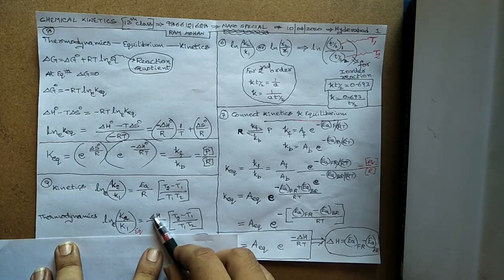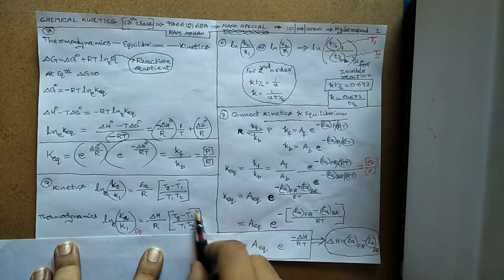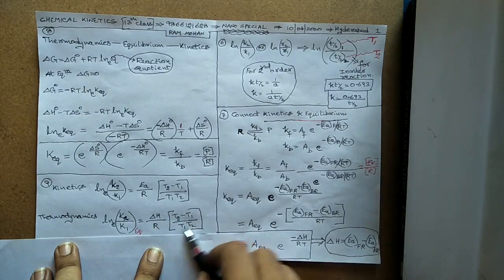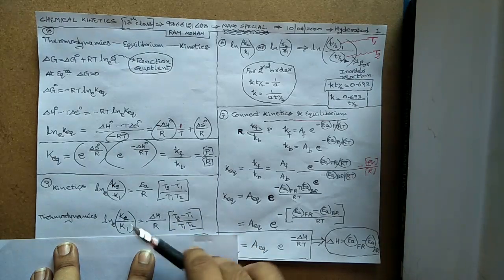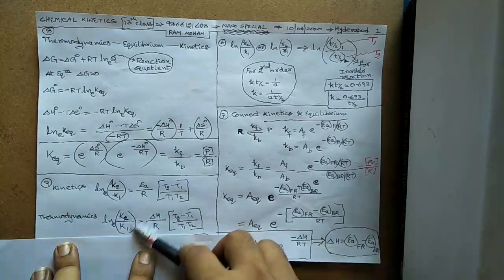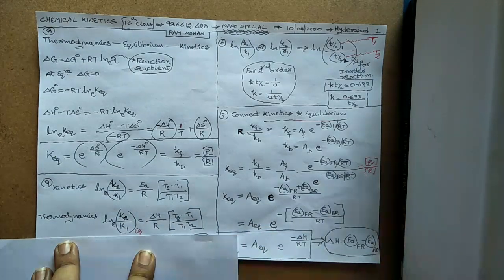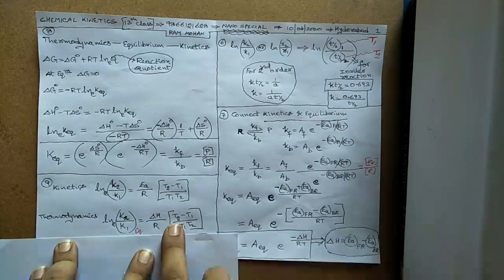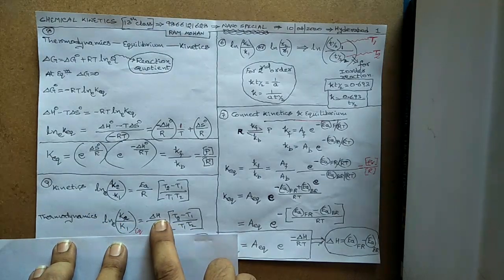But if delta H is negative, I'll repeat, if delta H is positive, if temperature is increasing from T1 to T2, the numerator is positive, the bracket is positive, this is positive, so this complete right hand side is positive, so K2 is greater than K1. Only then can I get numerator greater than denominator, so this is greater than 1, so the log value is positive. Means with rise in temperature, the equilibrium constant increases, provided you are talking about endothermic.